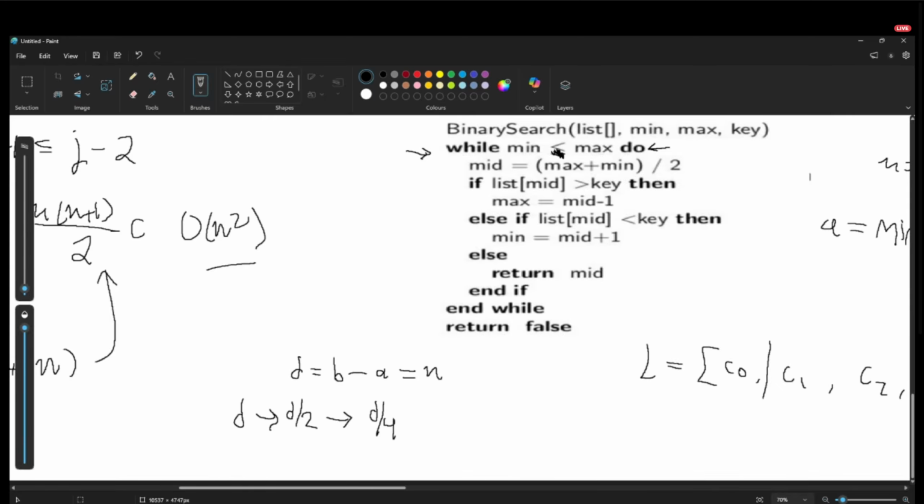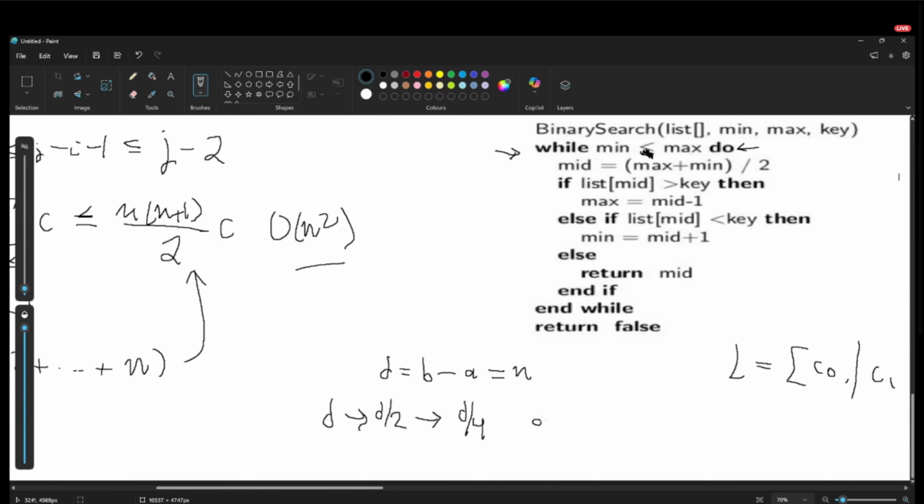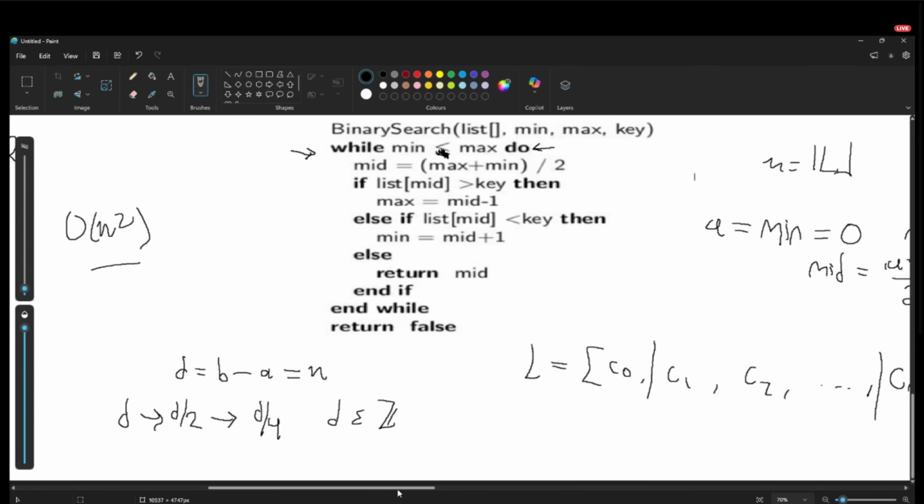Now it can only get halved a maximum number of times. You know that d is an integer, because it's a difference between two integers, and d can only get halved until it becomes less than 1. So that means that if d is in between two powers of 2, let's say between 2 to the power of k and 2 to the k plus 1, then it can only get halved a maximum of k times, right?